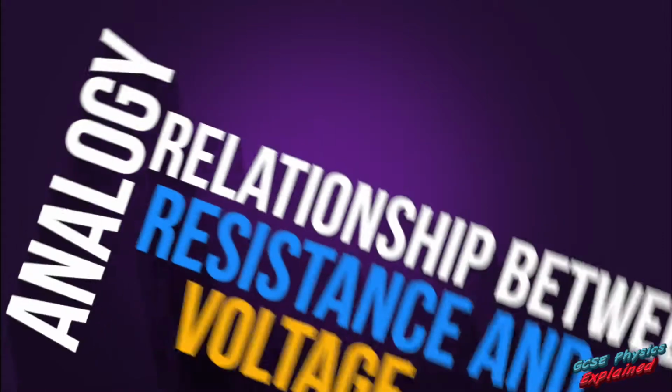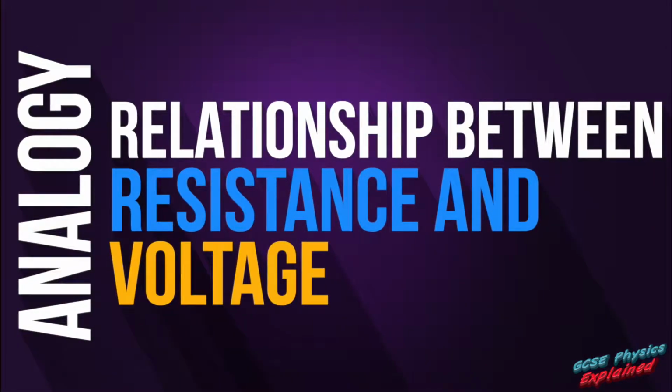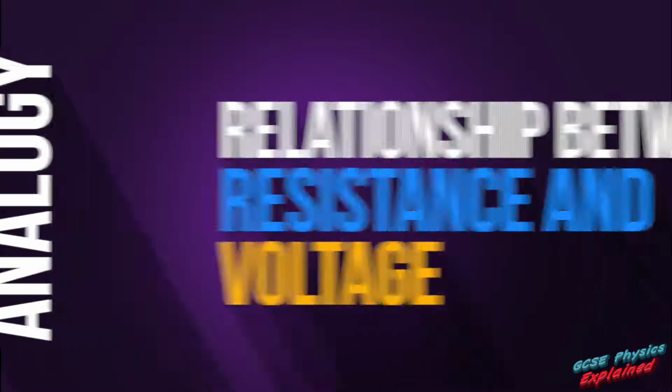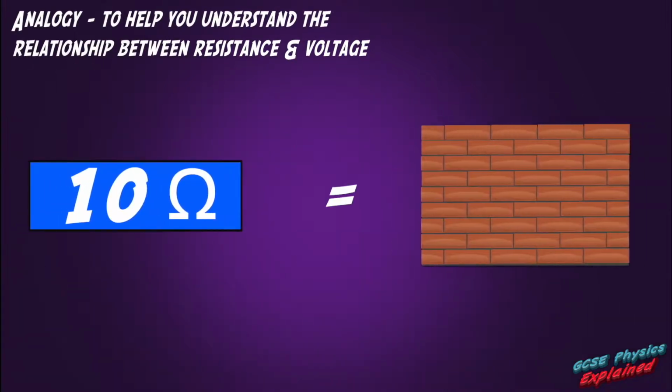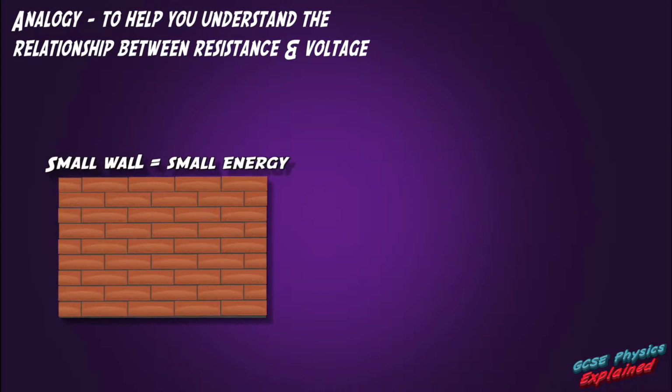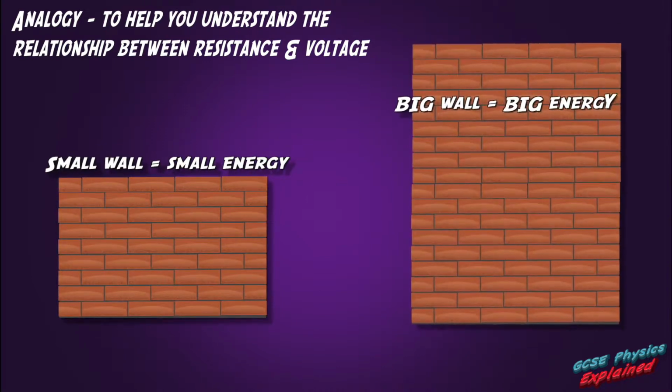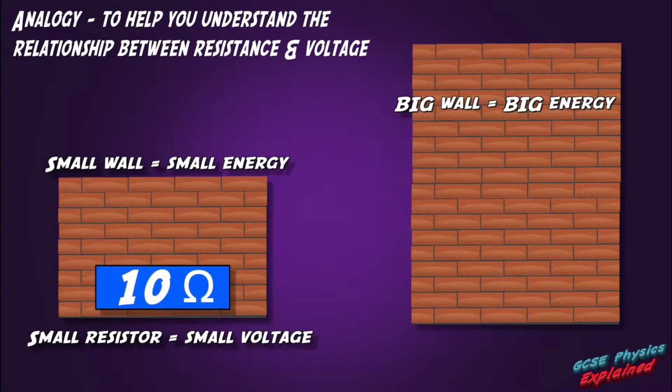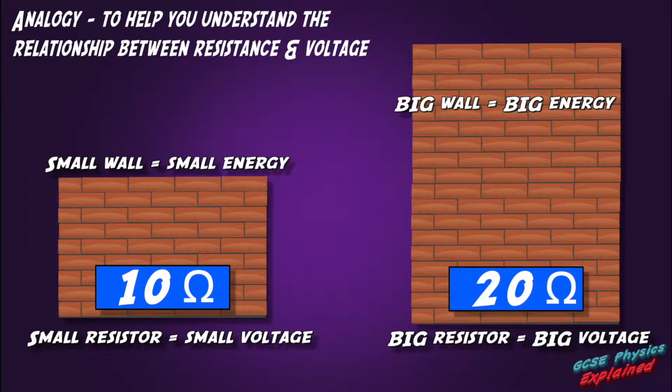I like to use analogies to help students learn. So here's an analogy to help you understand the relationship between resistance and voltage. Think about a resistor being like a brick wall. A small wall only takes a small amount of energy to climb over. A big wall takes a big amount of energy to climb over. Well, a small resistor is like a small wall. It doesn't take much voltage to jump over it. And a big resistor is like a big wall. It takes a big voltage to jump over it.